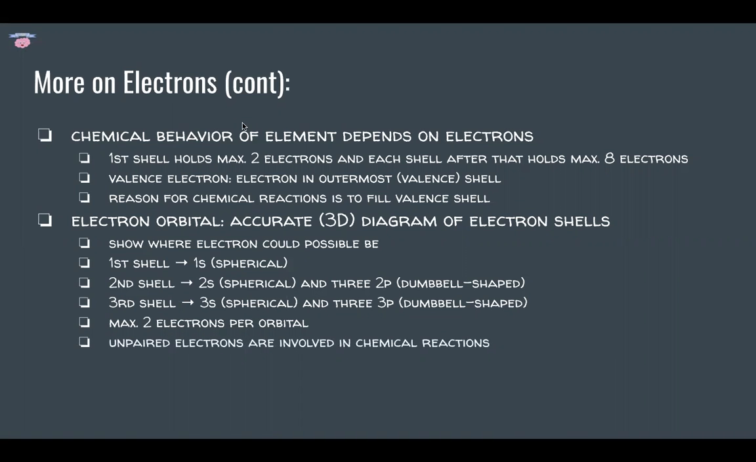Like we said before, the reason for chemical reactions is electrons. And unpaired electrons specifically are the ones involved in chemical reactions. This is because they want to be paired. They want to fill up the orbital and the shell.